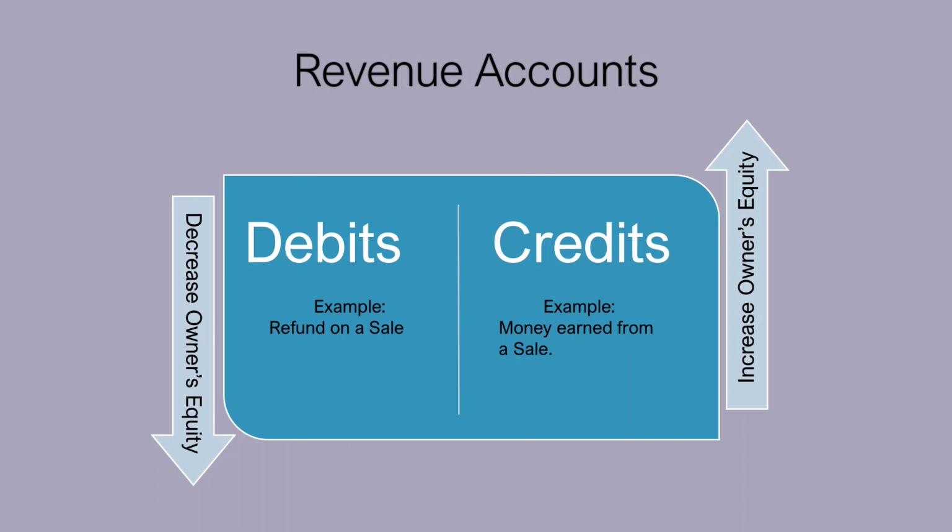Revenue accounts have credit balances. An example of a credit to a revenue account would be a sale of a product. This would increase owner's equity. An example of a debit to a revenue account would be if you gave a partial or full refund on a sale. This would decrease owner's equity.